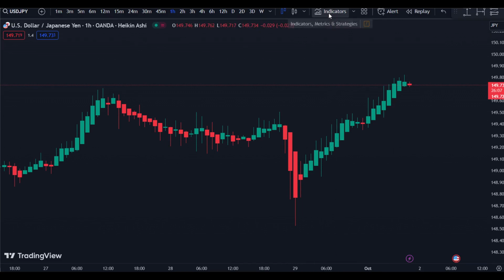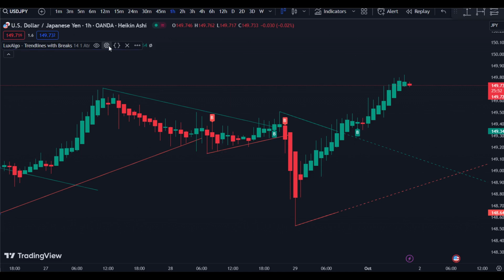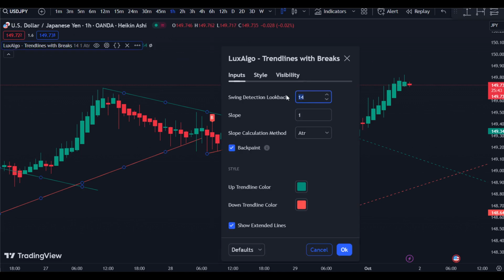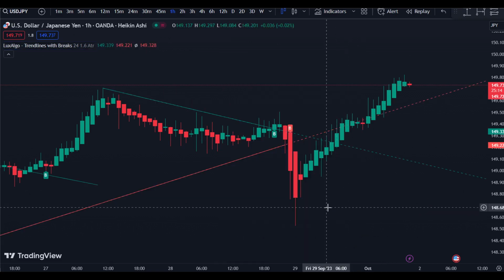So we're going to go up to indicators. The indicator that we're going to be using is called Trendline with Breaks. It can be the one by LuxAlgo. After we've got it loaded up, we're going to go to settings. All right, the first value, we're going to change it to 24. And for the slope, we're going to change this to 1.6. And that is literally all you need to do for this strategy.